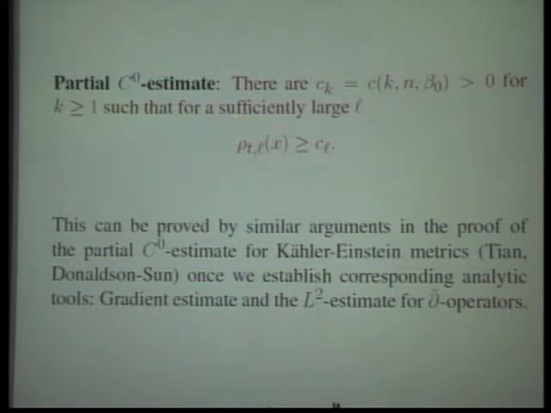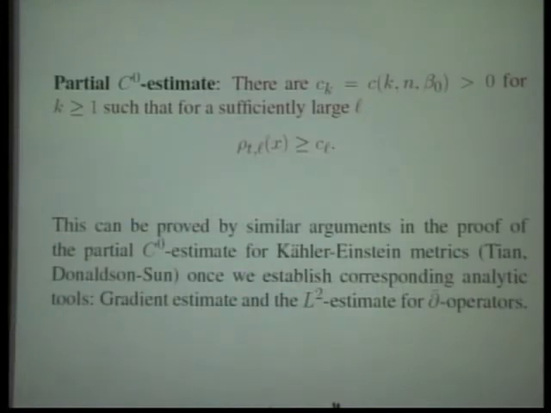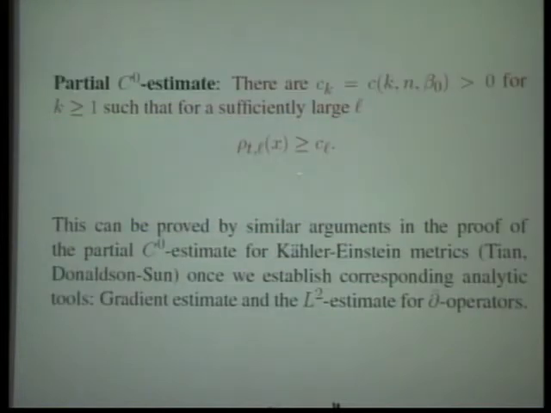such that for sufficiently large k, this is true: this function, the previous function, is bounded from below. Actually, we can state this in an equivalent way, namely you can say for any point there is a section of this bundle such that the L2 norm of that section with respect to this Hermitian metric is one, and yet the norm of this section at that given point is bounded from below by some constant related to this C_k.